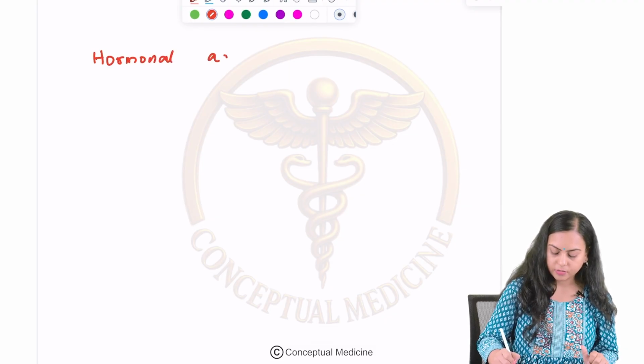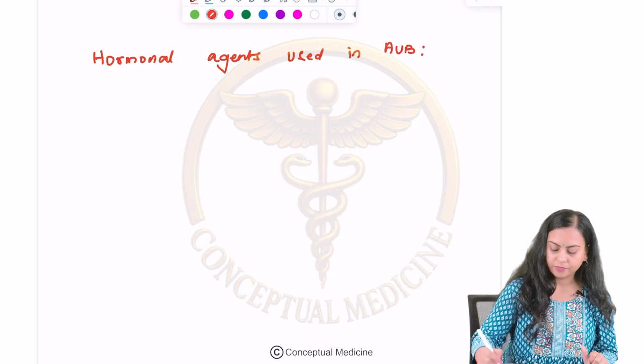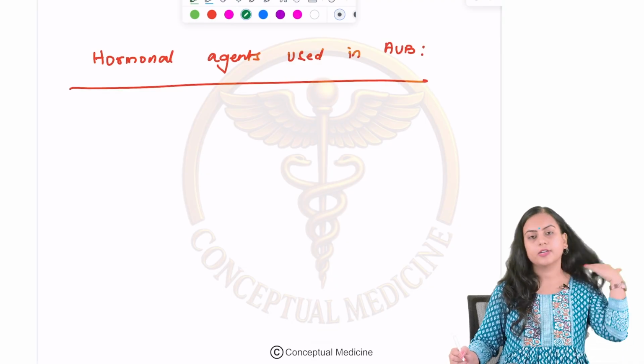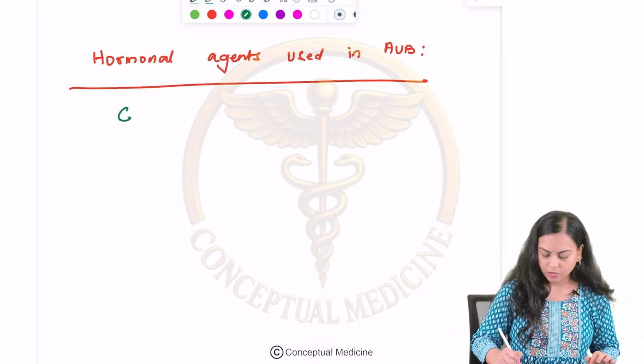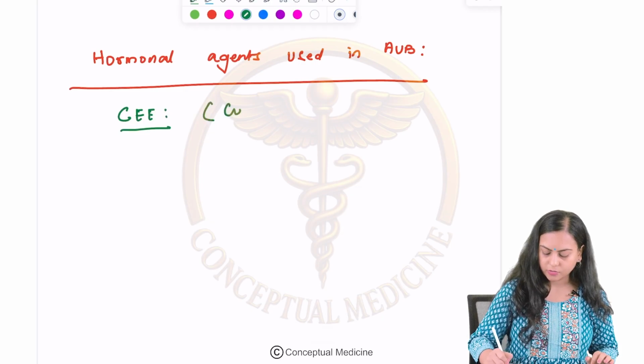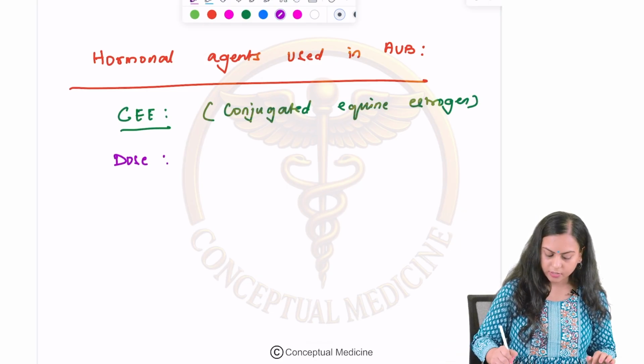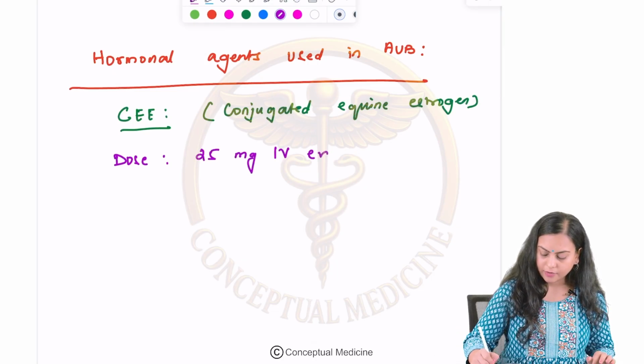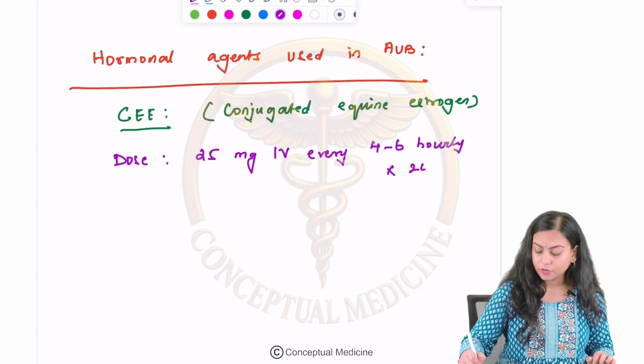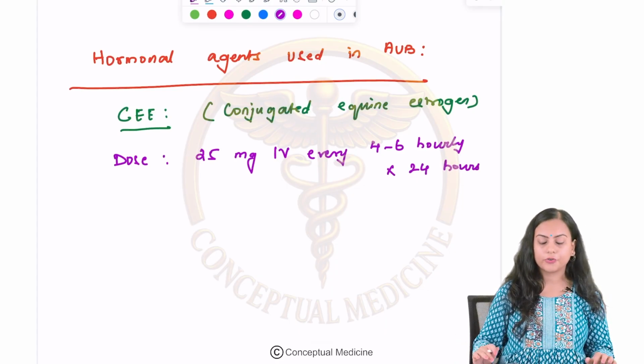Right? So, let's start with the hormonal agents used in abnormal uterine bleeding. So, the hormonal agents that can be offered include your conjugated equine estrogen. Okay, so this is conjugated equine estrogen. Okay, so the dose of this drug is 25 milligram IV every 4 to 6 hourly, that can be given for a period of 24 hours. Okay.